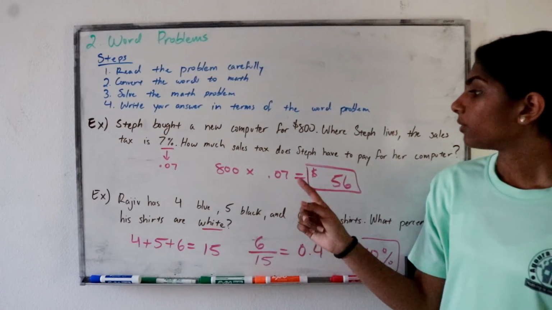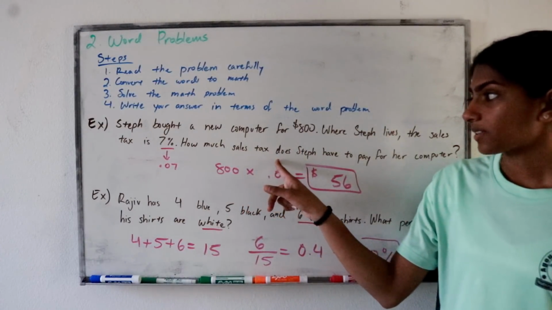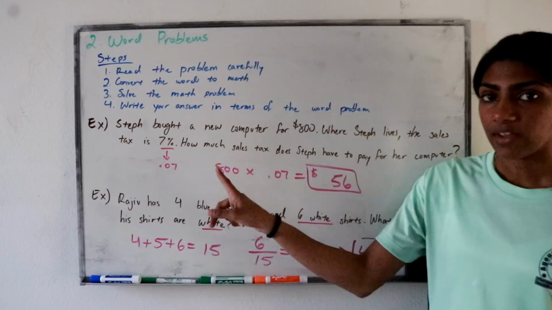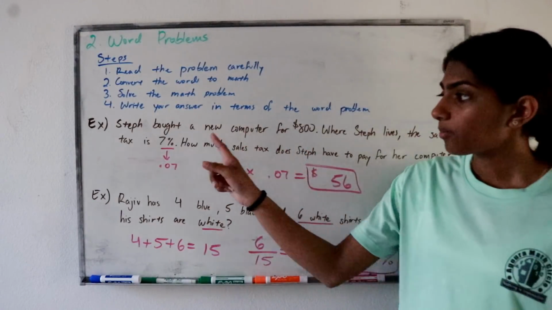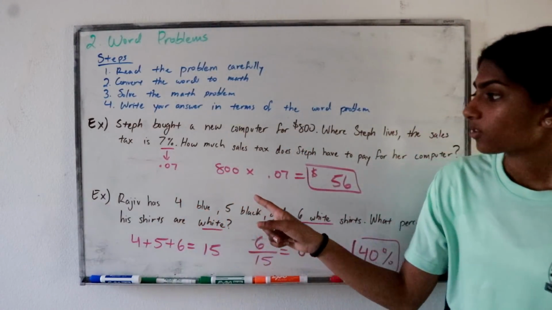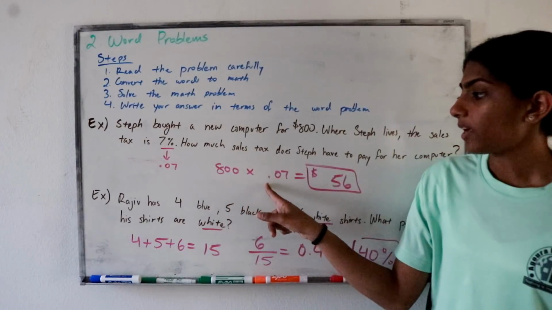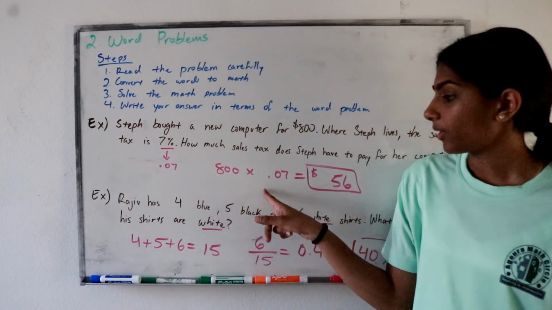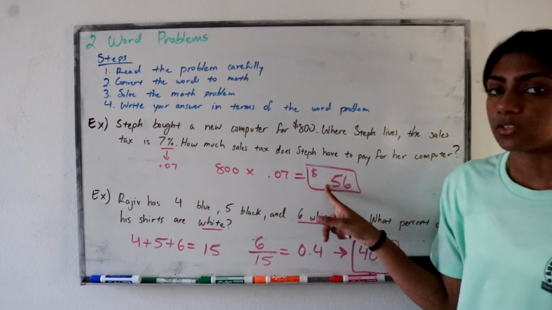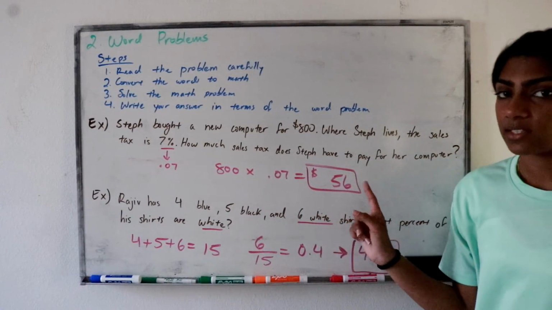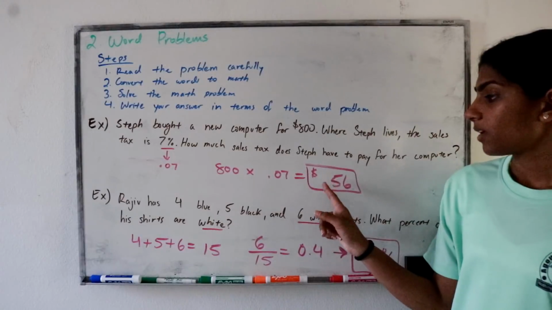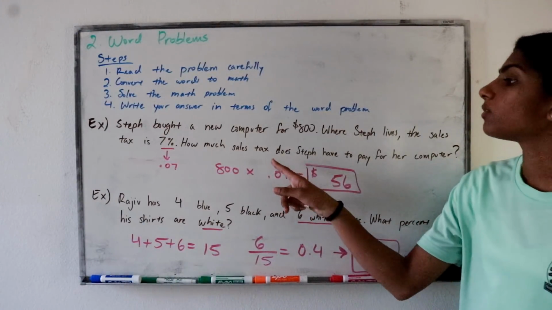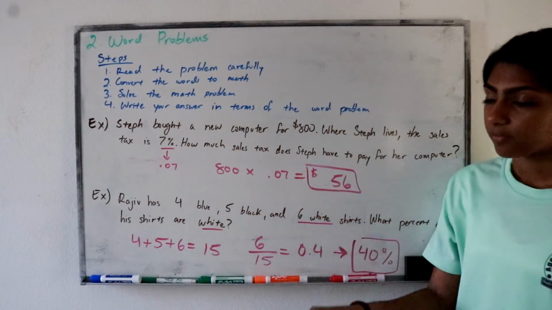And it's asking you to compute the sales tax. So from the quantity that we have, $800, we are saying that 7% is going to be sales tax. Remember, when you're doing this, you multiply it by the percent, or the decimal, right here. So you just do 800 times 0.07, which gives you $56. So you're paying $56 as sales tax. And remember to put the dollars, because that's the unit for this question. It's asking you how much sales tax in dollars.